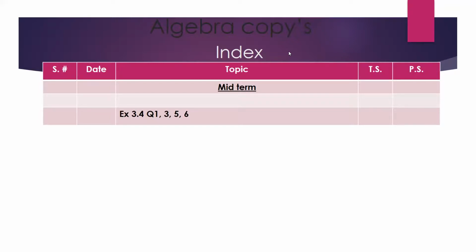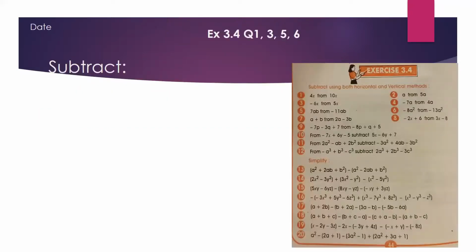Arithmetic copy is already submitted. Okay? Chaliye. Yesterday we were doing work in the algebra copy, so we will continue from there. So here, bete, write down the date in the left corner, exercise 3.4.